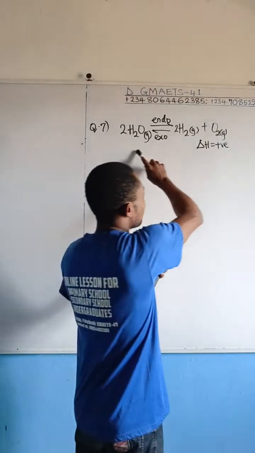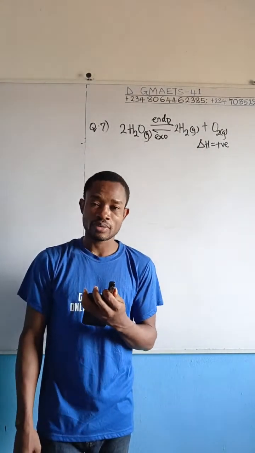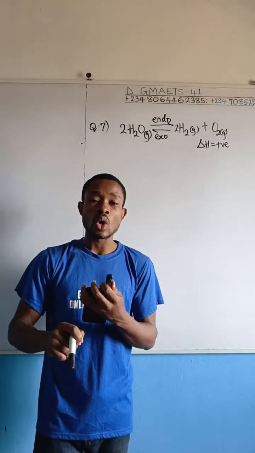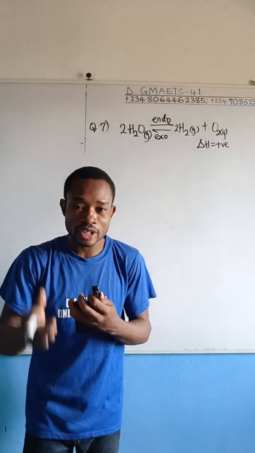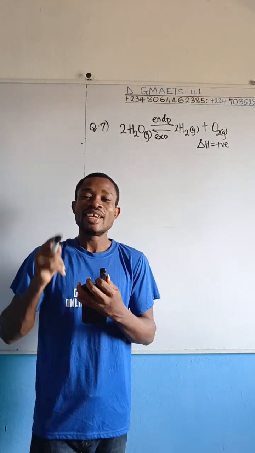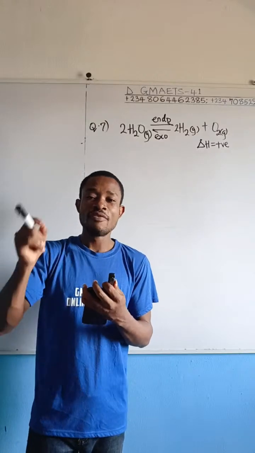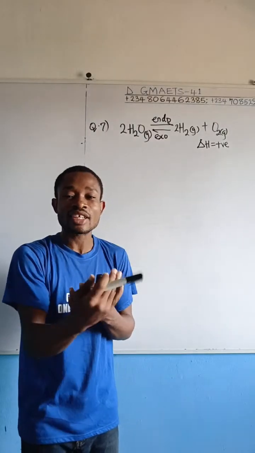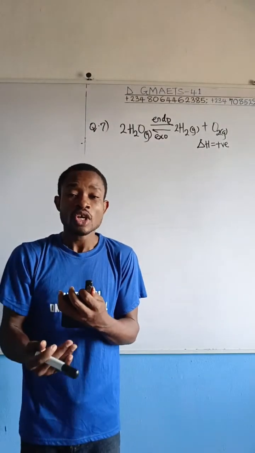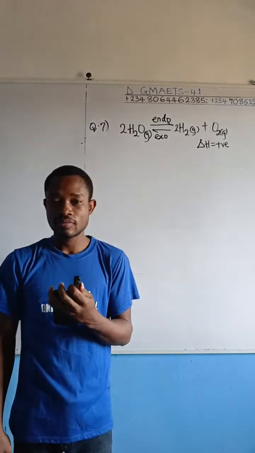Since the forward direction is endothermic, consider the effect of temperature on equilibrium. Generally, if you increase the temperature of a reaction, the endothermic direction will be favored. So more of the things in that endothermic direction will increase.